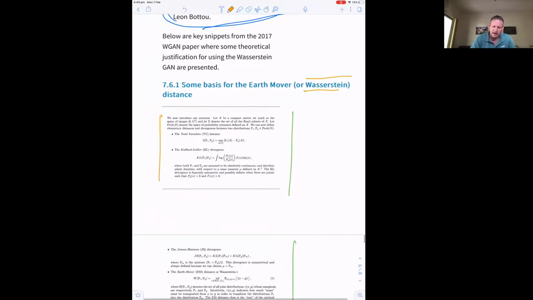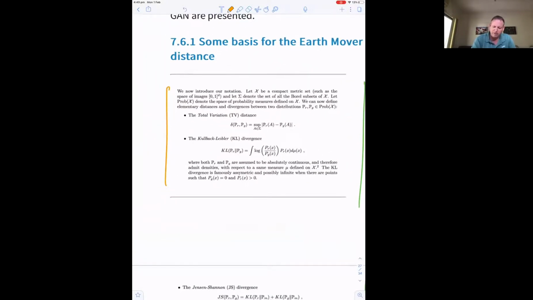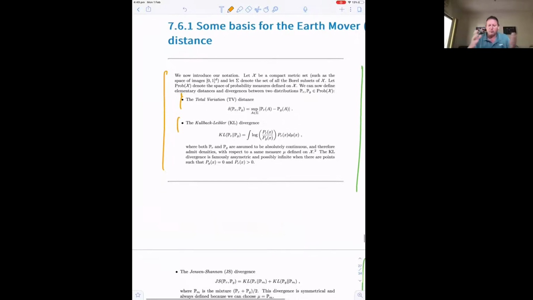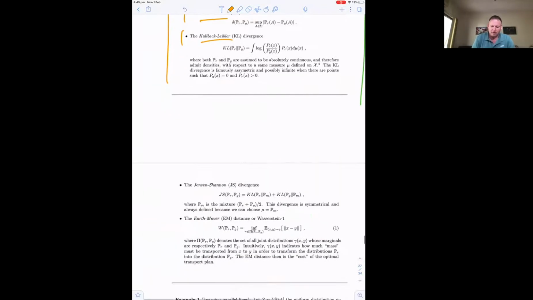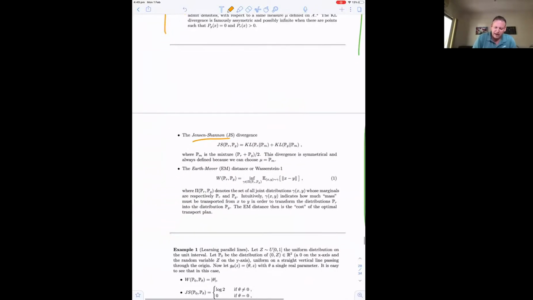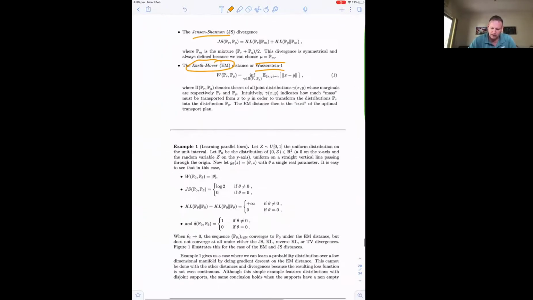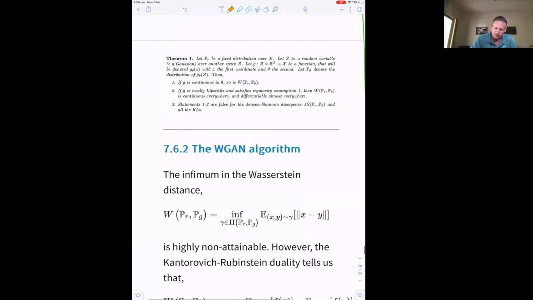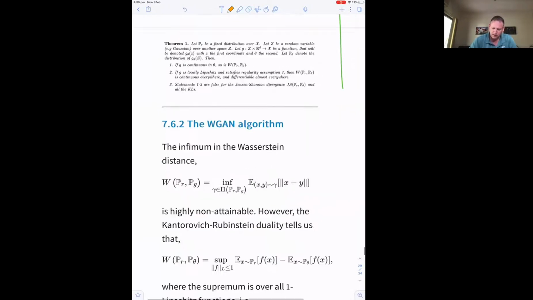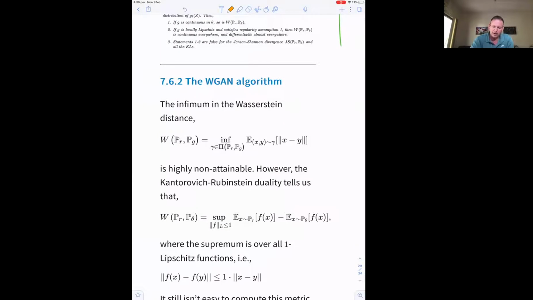You can have a look. It's a slightly more formal paper. It speaks about a few different metrics, let's call them very crudely, measures of distance between distributions: total variation, Kullback-Leibler, the Jensen-Shannon divergence, and finally the Earth mover, which is called Wasserstein 1 as well. This is a more complicated metric, and using something called the Kantorovich-Rubinstein duality, you can represent it as follows.